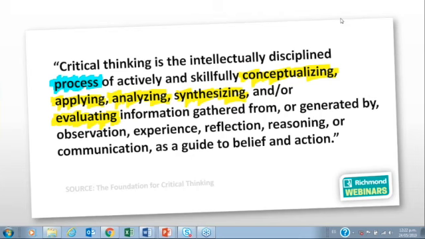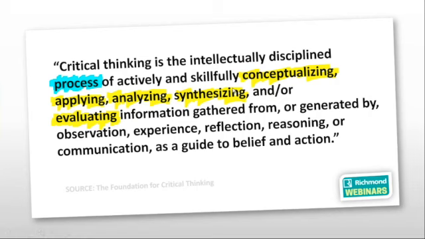This is what we would call skills. So every time you analyze something, or you try to synthesize, evaluate, or conceptualize, we're applying thinking skills. Obviously, there are many, not only these five, and we have them in different levels.